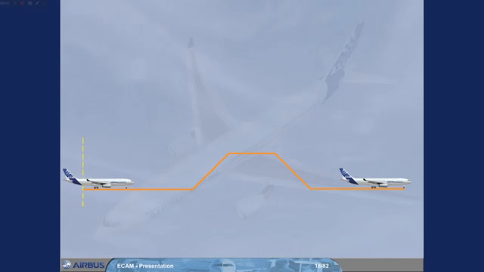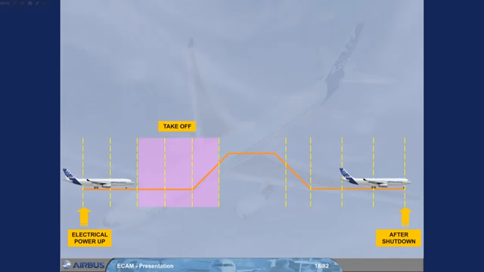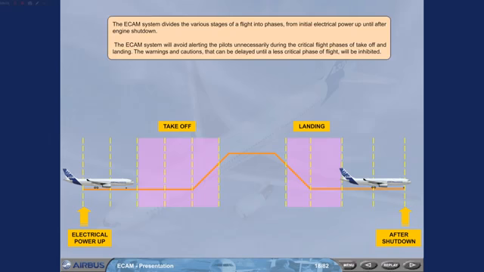The ECAM system divides the various stages of a flight into phases, from initial electrical power-up until after engine shutdown. The ECAM system will avoid alerting the pilots unnecessarily during the critical flight phases of takeoff and landing. The warnings and cautions that can be delayed until a less critical phase of flight will be inhibited.